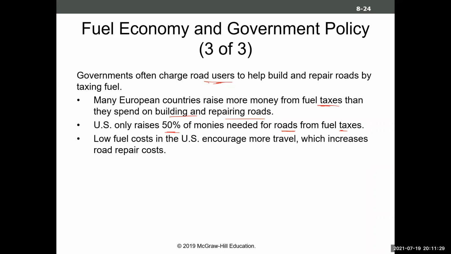And so the low fuel costs in the US encourage more travel, but it increases road repair costs because there's so much more travel on the roads and the highways.